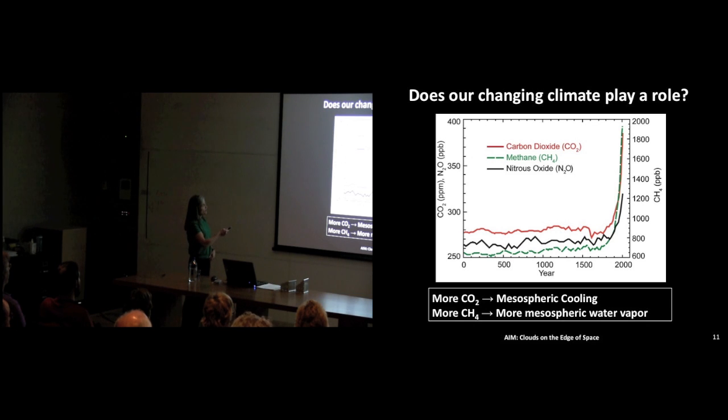The other thing is we know that we are releasing more and more methane due to things like agricultural activity and energy use. And you can see here the methane in the green has also been increasing dramatically as a function of time. It turns out methane is the source of water vapor in the mesosphere. So if you release more methane, you're also going to have more water in the mesosphere and therefore a higher probability of clouds. So both of those reasons might play a role in what we've been seeing with the clouds changing.